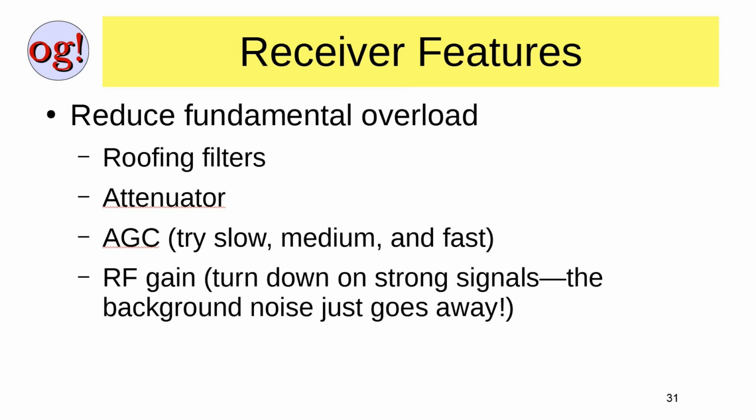Automatic gain control, actually. Try slow, medium, and fast. You're going to find slow or maybe medium with single sideband, medium probably with CW, occasionally fast. Fast is so fast that you don't know that it's even happening.